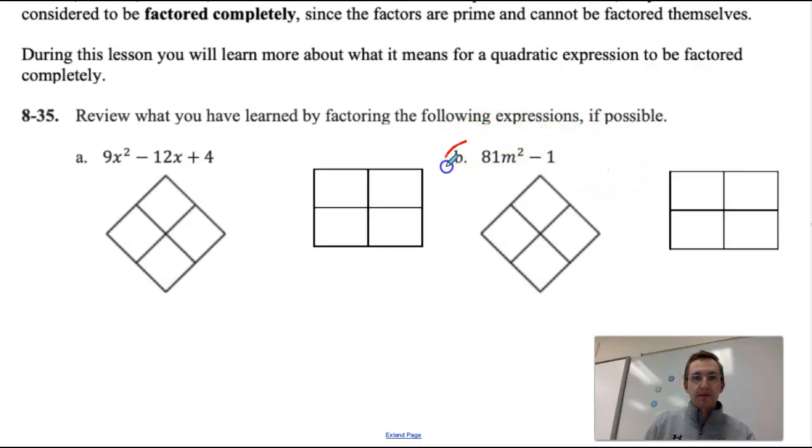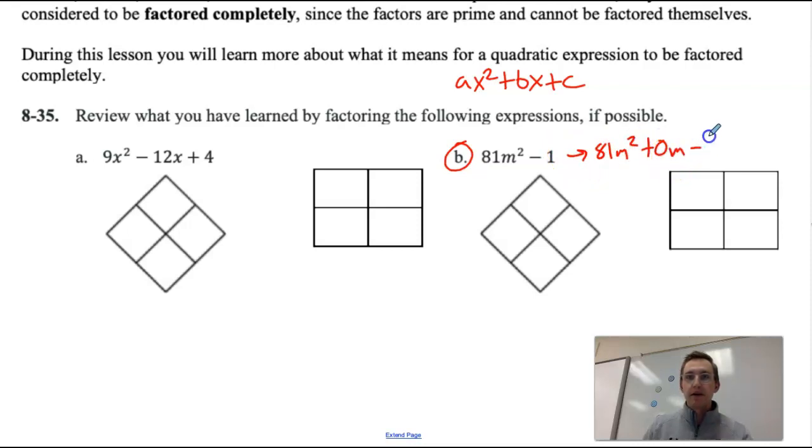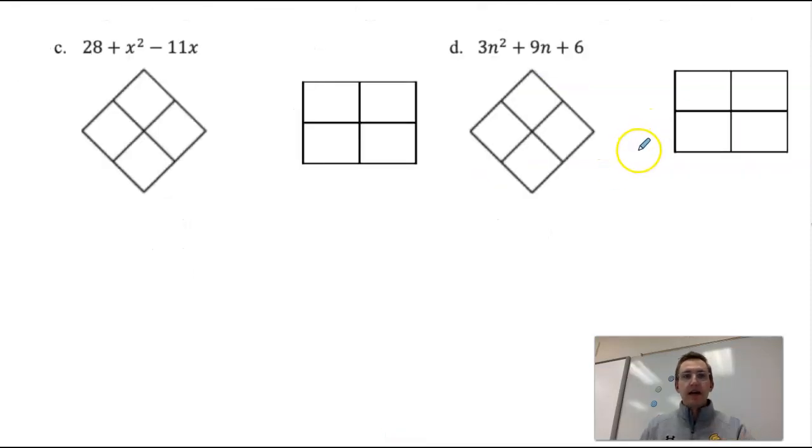Remember, whenever we see something like in part B, we want to make it look like ax squared plus bx plus c, so that way we know where the different things from our patterns go, like we talked about in our toolkit. So whenever we see something where we're missing a part, we should always plug in a 0 for that missing variable. So this one really should look like 81m squared plus 0m minus 1 before we try to solve. So a little hint on that one. Try A, B, and C on your own.